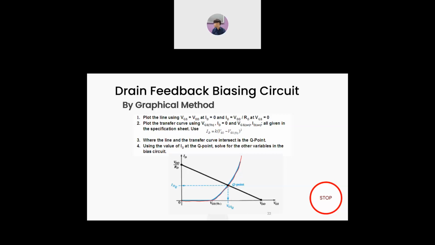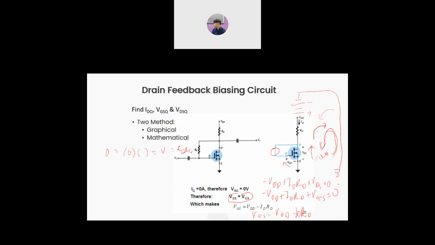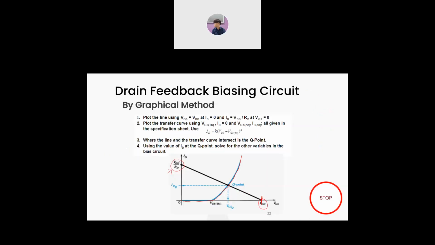Then, using VGS equals VDD, you get the next intersection. For this intersection, you know that ID, the current passing through terminal D, is equal to VDD over RD. From the figure given, there is no RS, only RD, so we only consider ID and RD. So ID equals VDD over RD.